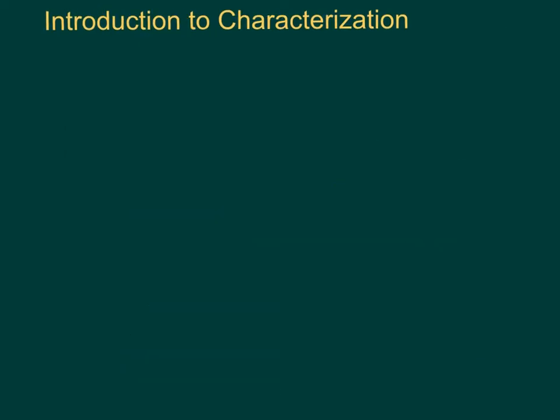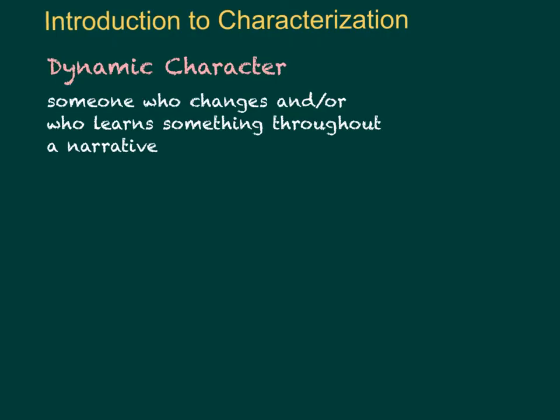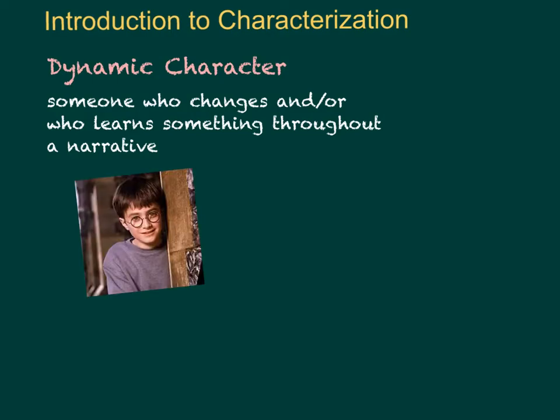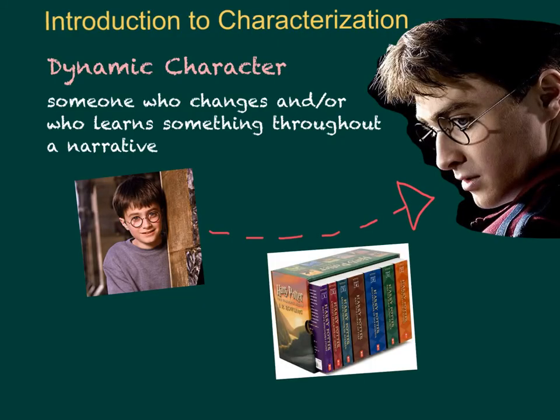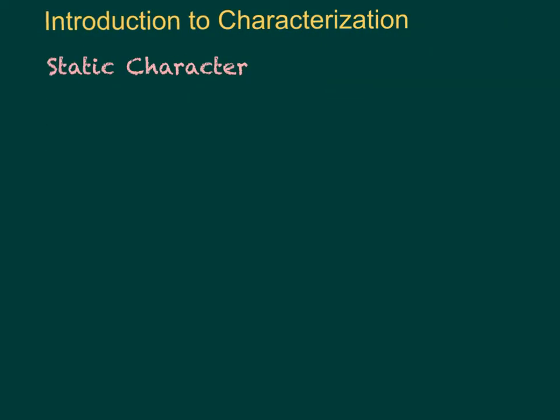In a narrative, we consider a character a dynamic character if they change or they learn something as a result of what happens throughout the course of the story. Harry Potter would be a good example of a dynamic character because he changes so dramatically from story to story, and especially when you look at his changes throughout the course of 7 novels.